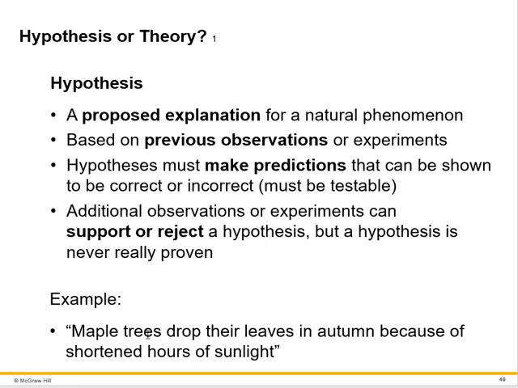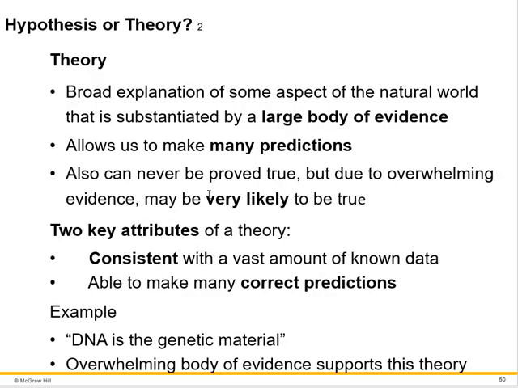Like maple trees drop their leaves in autumn because of shortened hours of sunlight. You've noticed that the trees drop their leaves in autumn, and you've also noticed that, oh, at that same time, the sunlight hours shorten. And so therefore, that must be the cause. So that's a testable theory or a testable hypothesis.